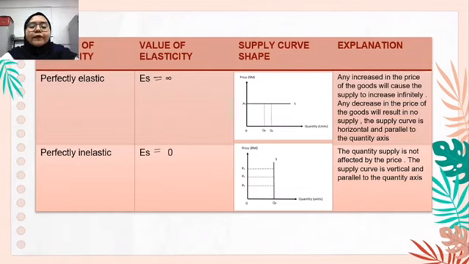And lastly, perfectly inelastic. Elasticity of supply is equal to 0. The quantity supplied is not affected by the price, and the supply curve is vertical, parallel to the y-axis.